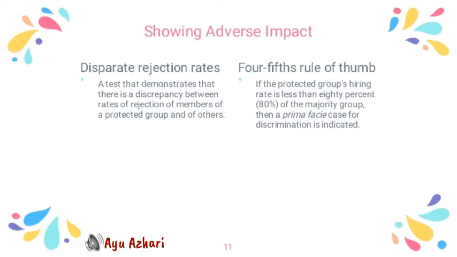Knowing adverse impact. Disparate rejection rate: a test demonstrates that there is a discrepancy between the rate of rejection of members of a protected group and of others. The four-fifths rule of thumb: if the protected group's hiring rate is less than four-fifths of the majority group's, then a prima facie case for discrimination is indicated.